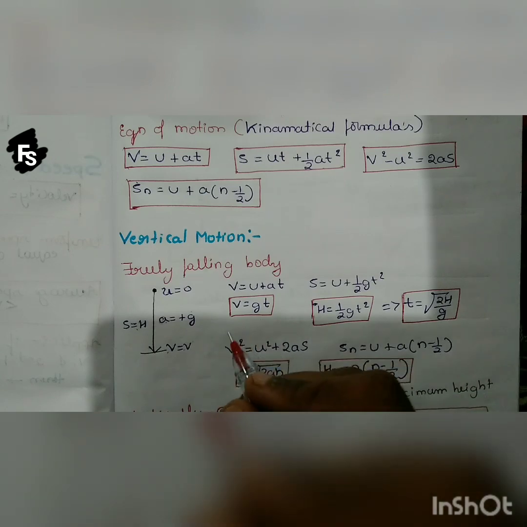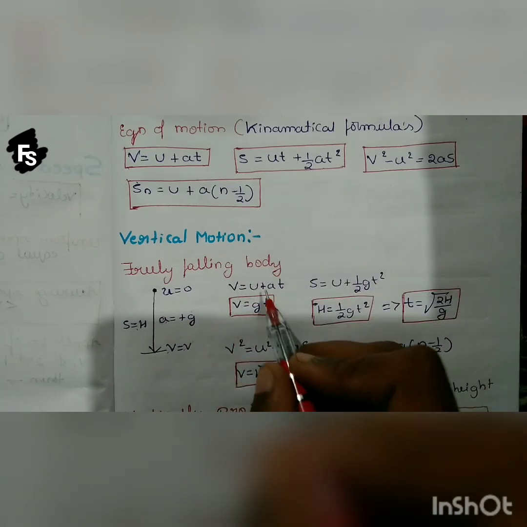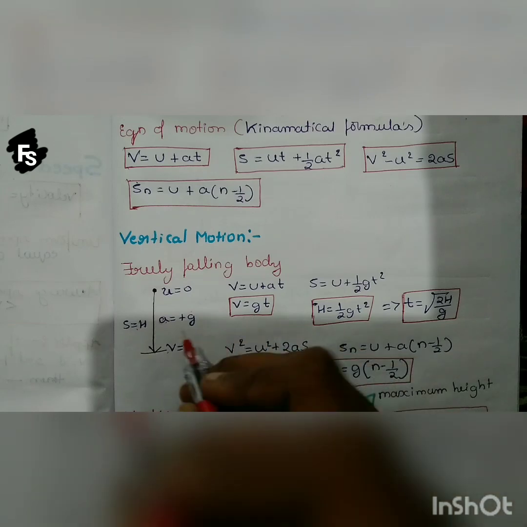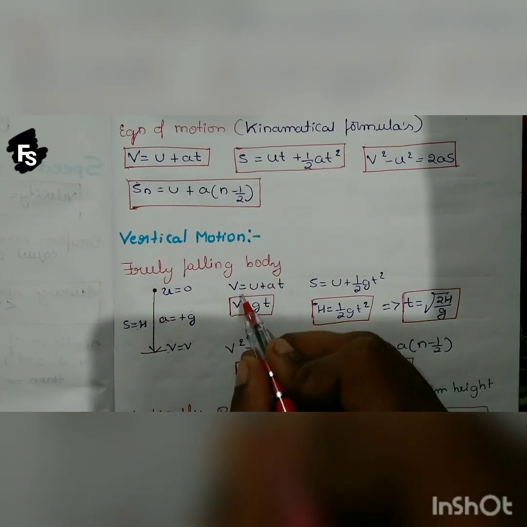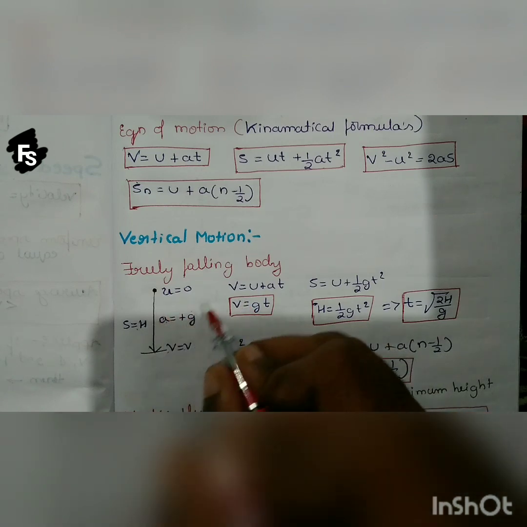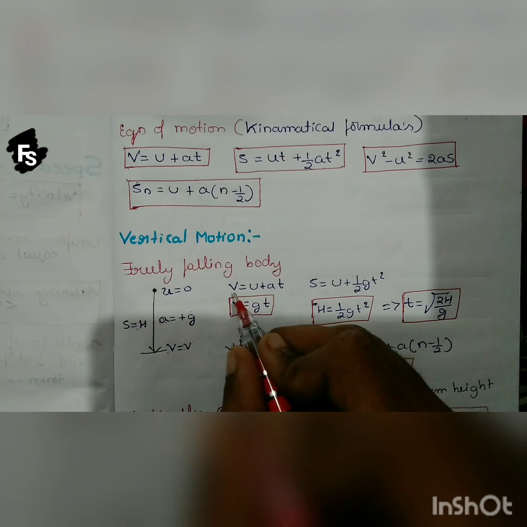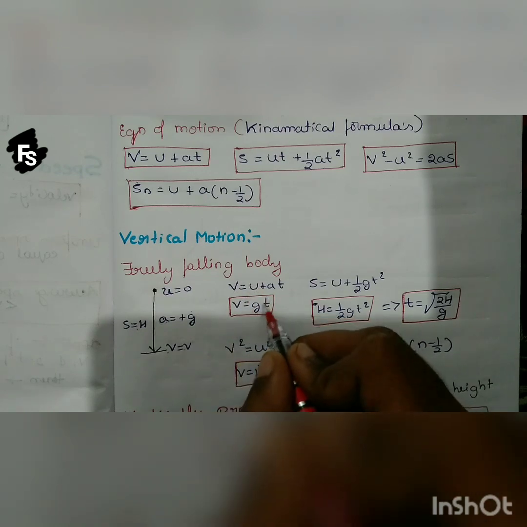By using which formulas? The kinematical formulas. We can derive the formulas for a freely falling body. By using all these values, we can find the formulas. Apply these values to the kinematical formulas. For the first formula, v equals u plus at. v equals, what is u? 0. So v equals g into t.